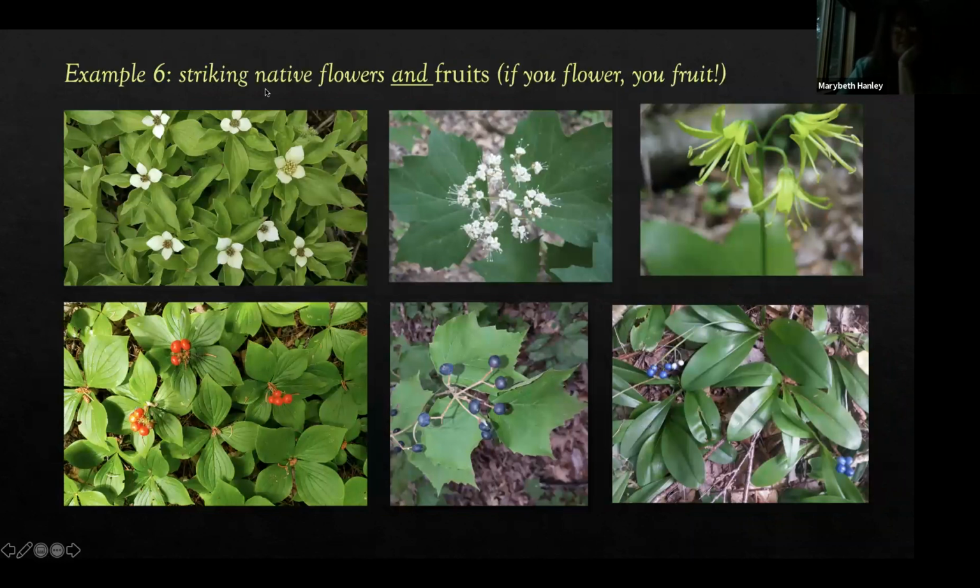And this is an example of this. You don't always find them at the same time, like flowering and fruiting. But these are striking native flowers and fruits together. So in the top this is Canada bunchberry when it's flowering, and then underneath this when it's fruiting. In the middle is a maple leaf viburnum, and then on the end here is a blue bead lily.